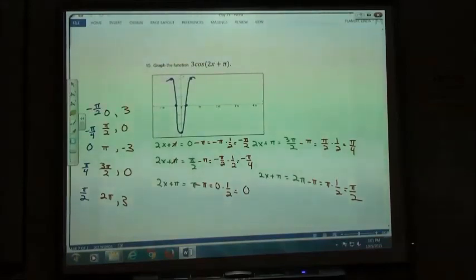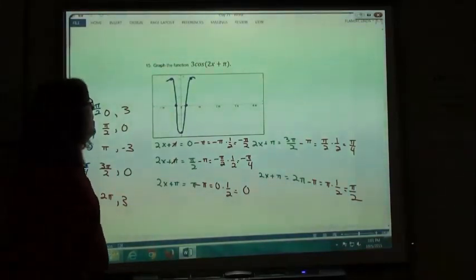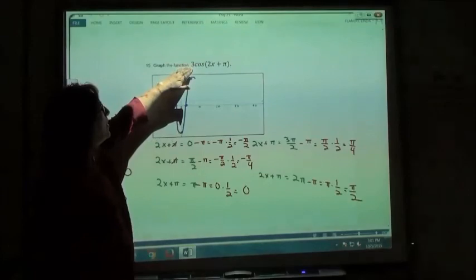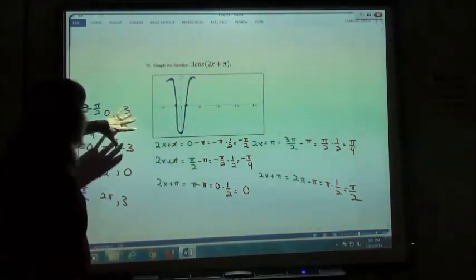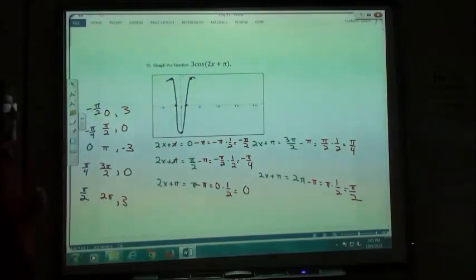All right, so keep in mind that normally, if this is positive, you go up first. If it's negative, you go down first on your amplitude and the opposite of your amplitude.